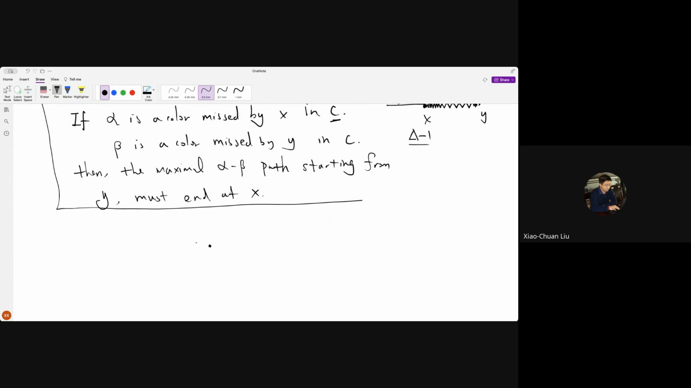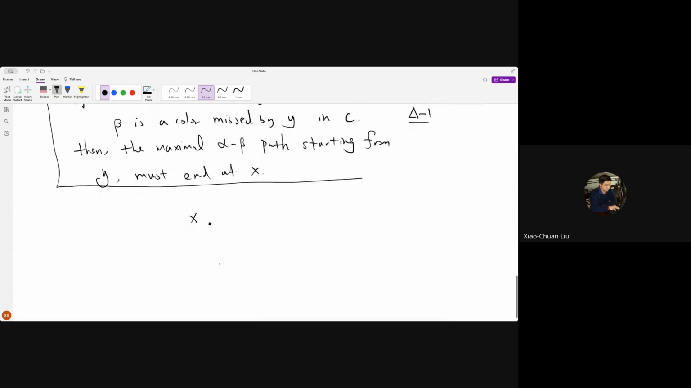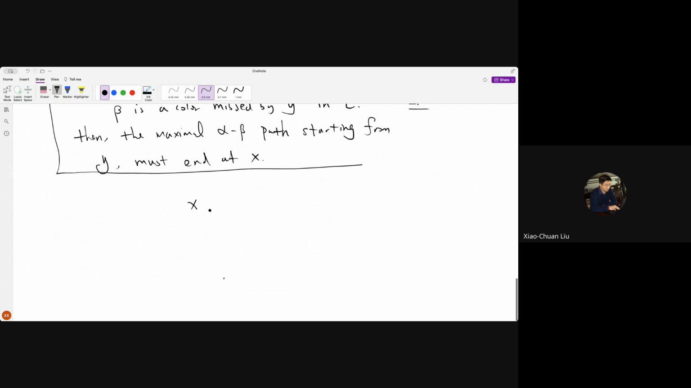So this is my vertex x, and here is my vertex y. Originally they have an edge, but now I take it out. So this edge has been taken out. This xy is not an edge in G minus xy, of course. But there might be some paths connecting them.